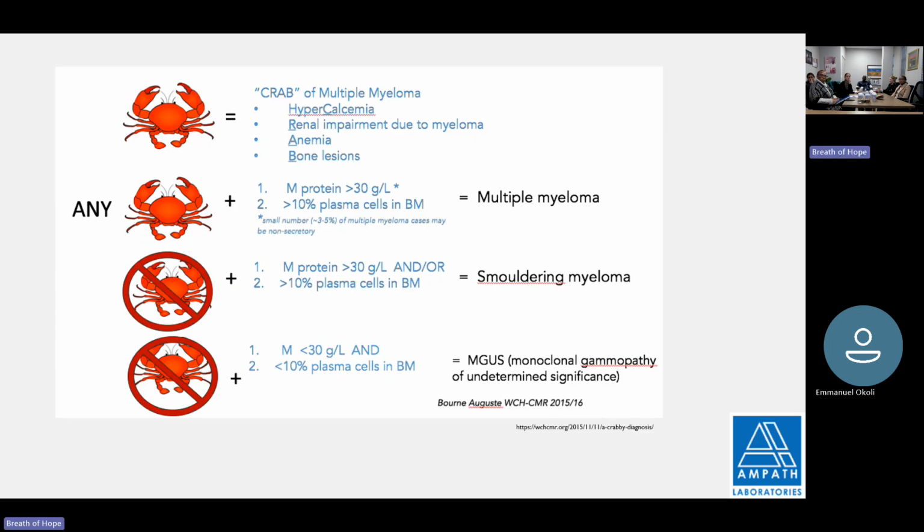Like I mentioned before, just remember MGUS has no CRAB criteria. Smoldering also has no CRAB criteria. And when you do present with a multiple myeloma, you'll present with the criteria: that's the anemia, renal dysfunction, hypercalcemia, and bone pain.